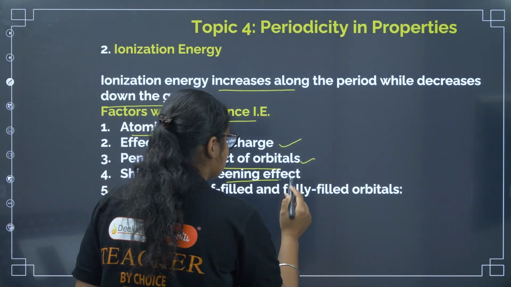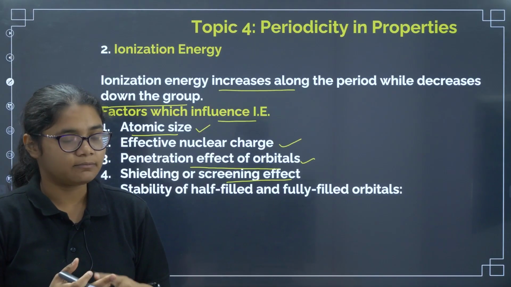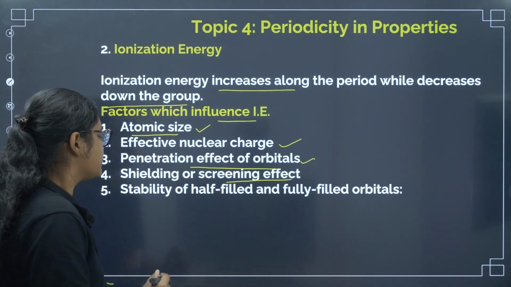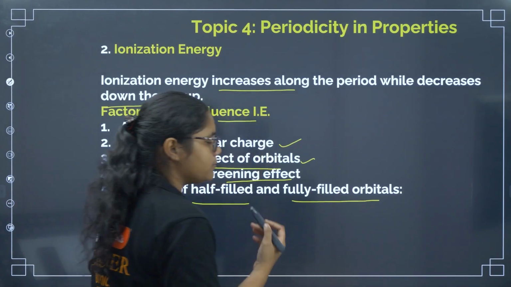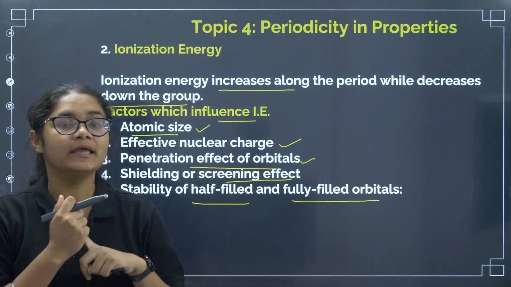Then shielding or screening effect. If the shielding effect is poor, then ionization energy will be more. If shielding effect is strong, then ionization energy will be less. Then stability of half filled and fully filled orbitals. So if there is any half filled or fully filled configuration, then ionization energy increases.